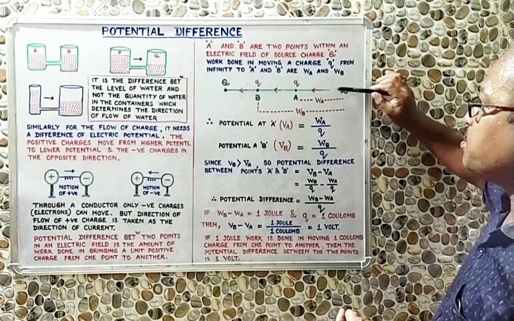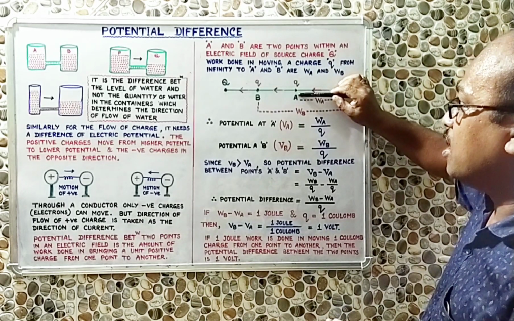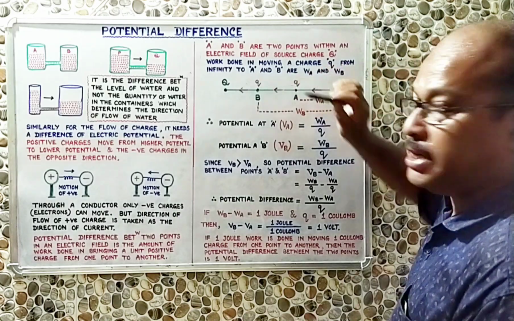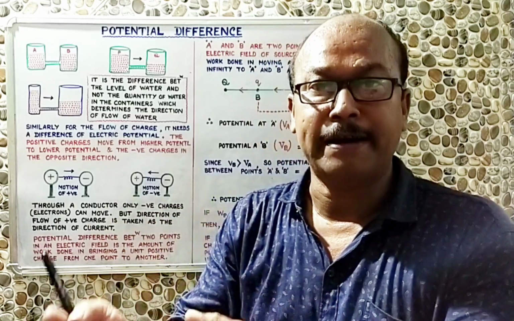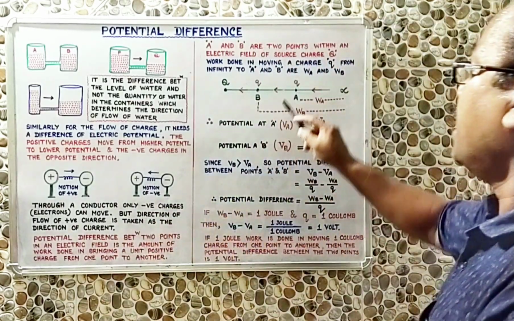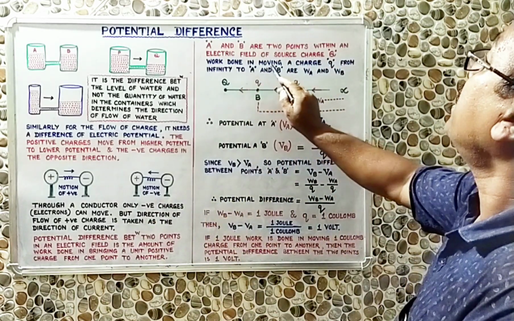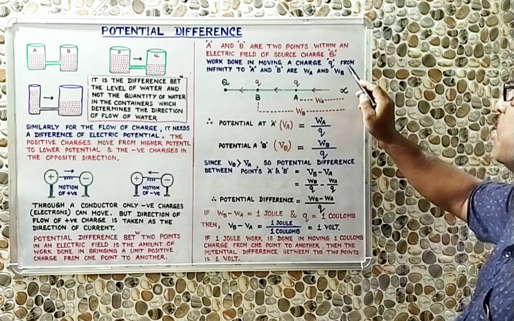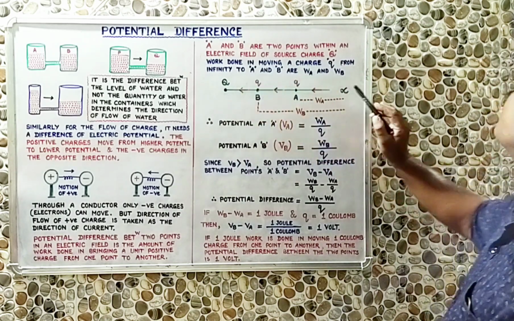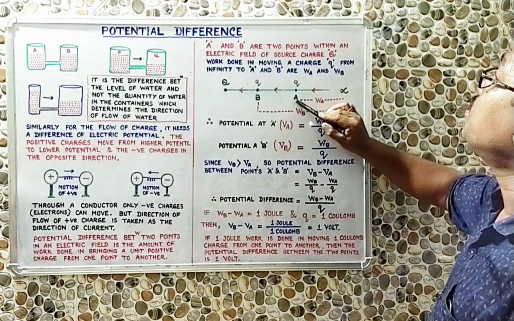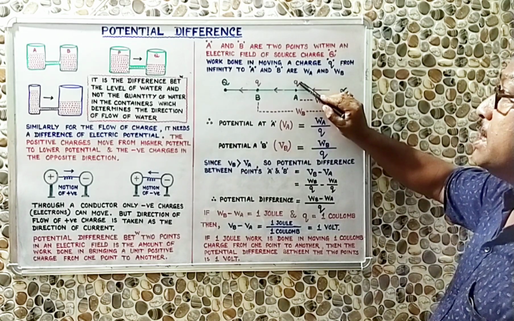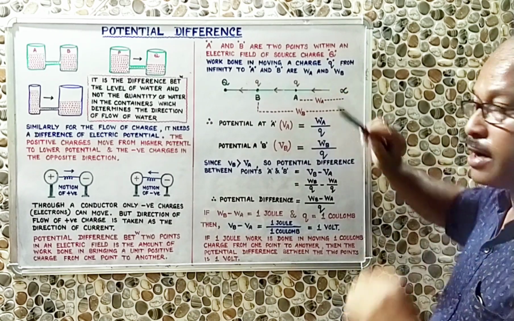From infinity we are pushing it to place A, or we may push it to place B. Means we are pushing the charges to two different points A and B. Under that condition, what's happening? Work done in moving the charge small q from infinity to A. When we are pushing the charge from infinite distance to A, which charge? Small q charge, then definitely we are doing some amount of work.